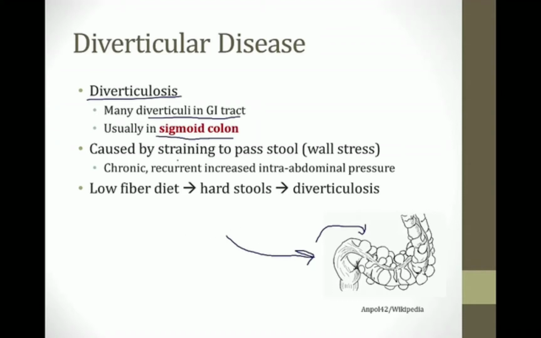And diverticulosis is caused by straining to pass stool. When you bear down to pass hard stool, you create wall stress that can pop the submucosa and mucosa through a weakening in the muscular layer and form these pouches. It's caused by chronic recurrent increased intra-abdominal pressure, and this usually occurs in people who don't eat enough fiber in their diet. They have a low fiber diet, they have hard stools, and they are chronically straining to pass the stools, and this leads to diverticulosis.